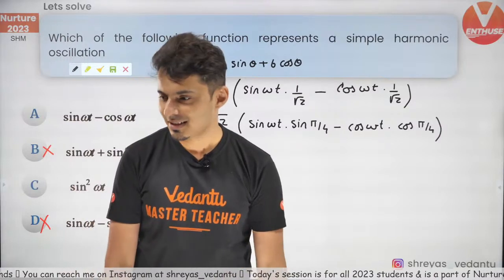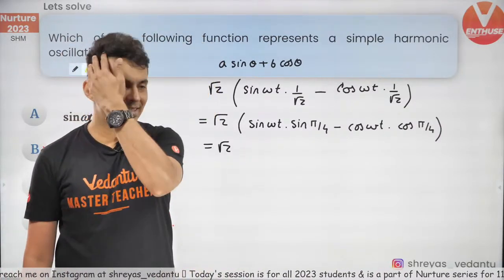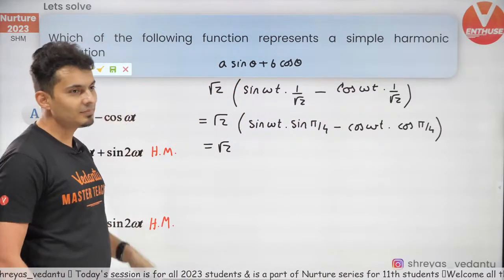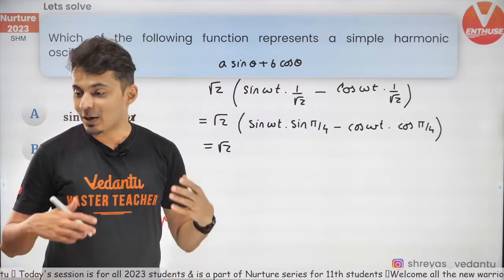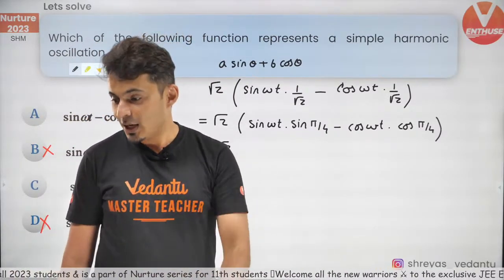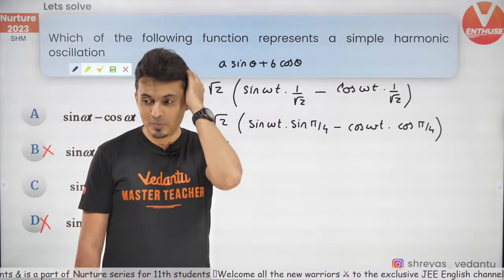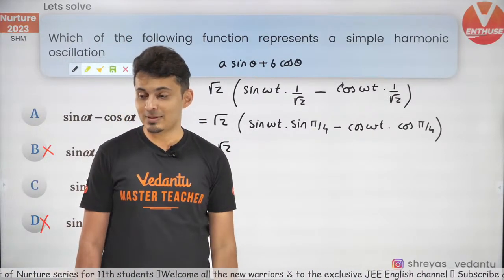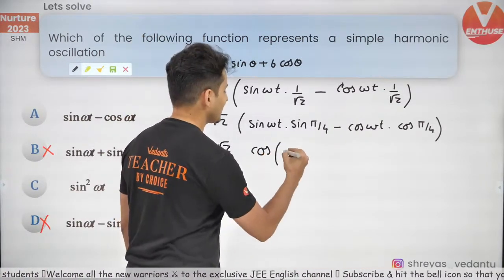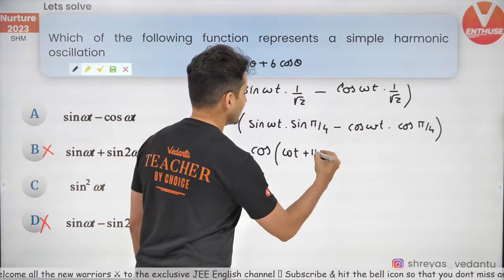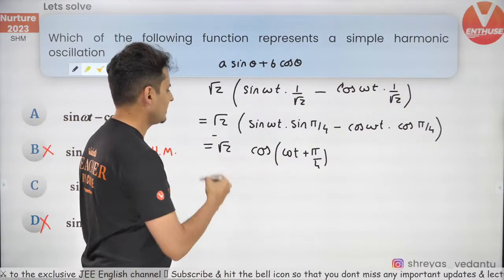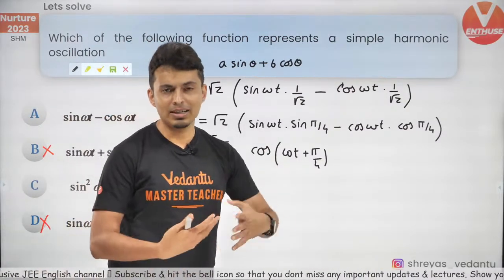Come on, my warriors. What is sine A sine B minus cos A cos B? What is it? It's a cos equation, correct? Sine A plus B? Oh, no, it's not sine A plus B. It is cos A plus B. Yes, it is cos omega t plus pi by 4, but you can actually take that minus sign outside, okay? Because it's cos A cos B minus sine A sine B.